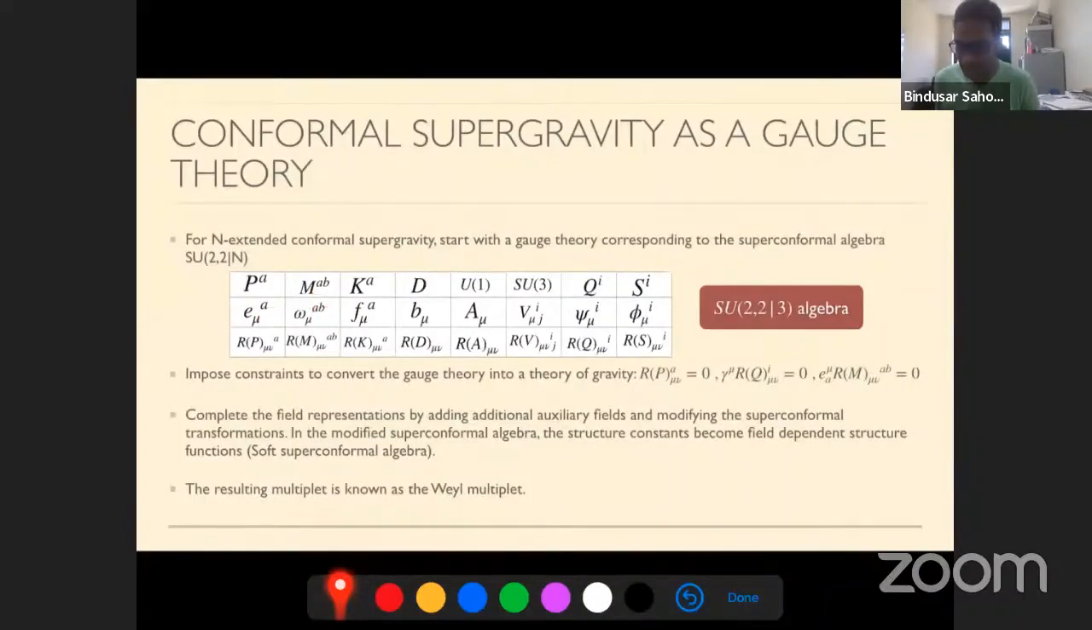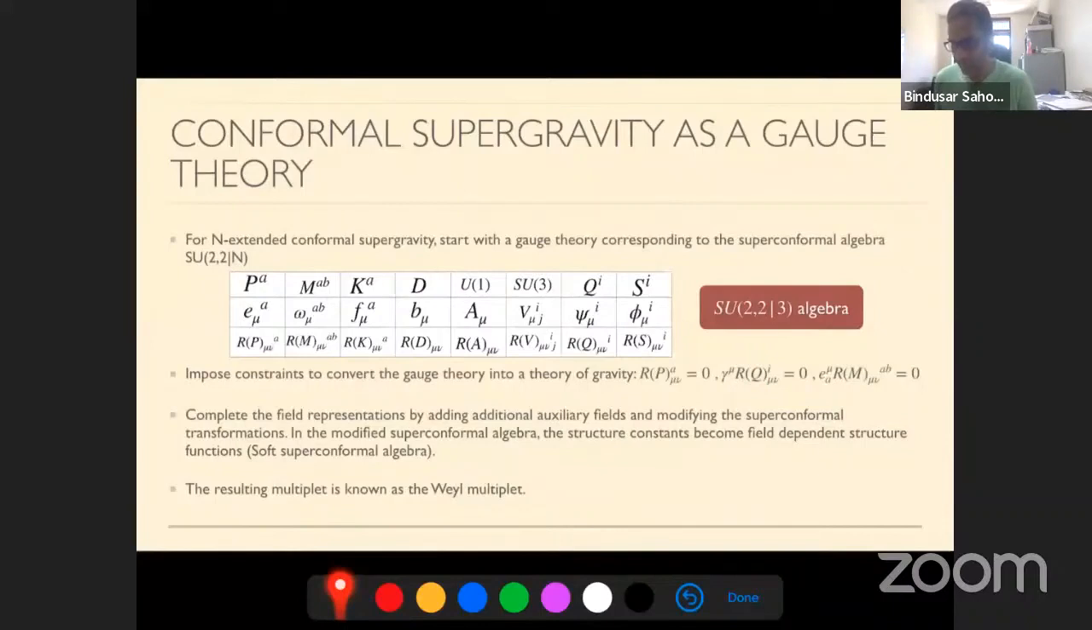And you will get the standard interpretation of this as a spin connection and this as a vielbein, which we want in a supergravity theory. And this constraint will make the gauge field corresponding to special conformal transformation also dependent. And this constraint will make the gauge field corresponding to the S supersymmetry dependent.